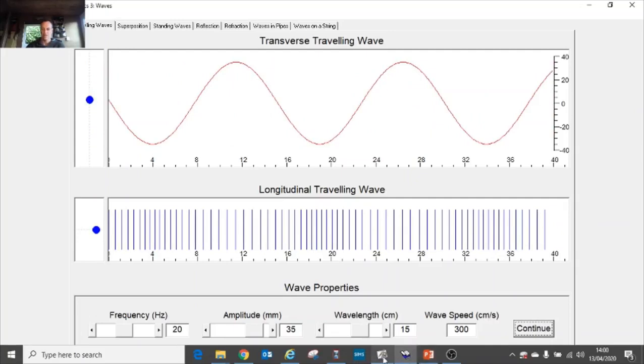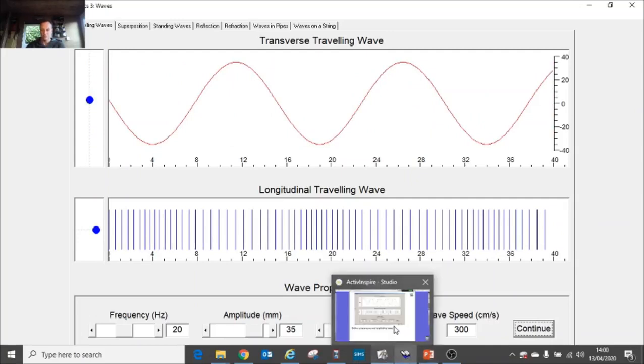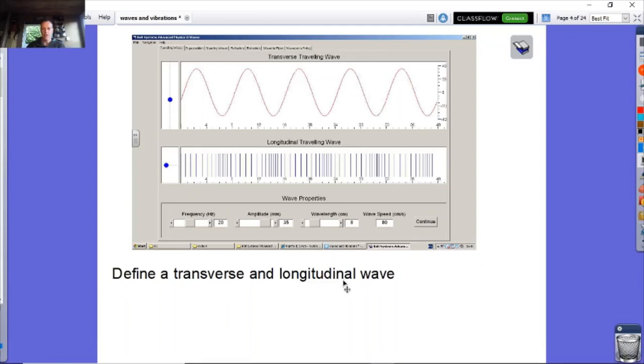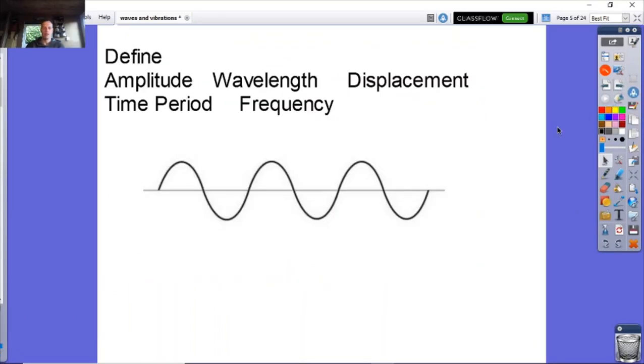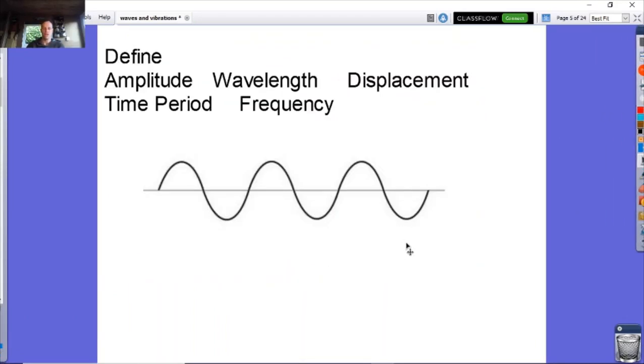Now, getting back to my simulation again. So that basically is going to be your transverse and your longitudinal wave. Okay. Now, with that, that's the wave we've seen before when I had a transverse wave. You need to know what these terms mean.